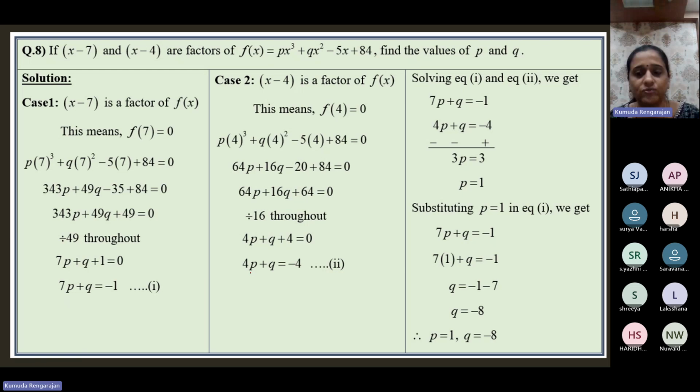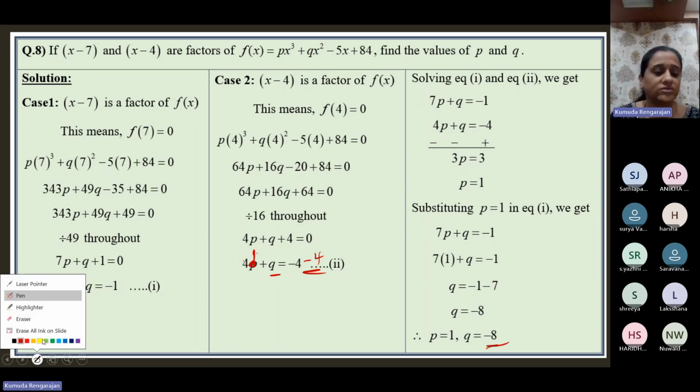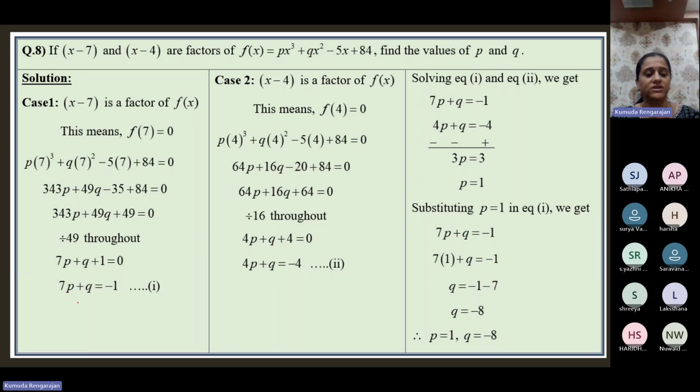Or you can put the value of P here also. What's the value of P? 1. So what is 4 into 1? 4. So when you bring that 4 to the other side, plus 4 becomes -4. So Q is equal to -8. See, these two equations have two unknowns, P and Q. Now that you found the value of P, if you put the value of P here, you can find the value of Q. Or if you put the value of P here, you can find the value of Q.